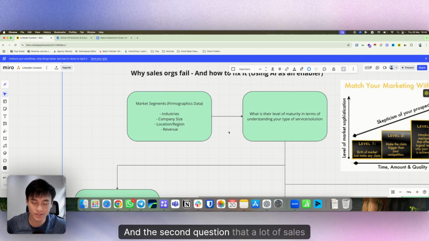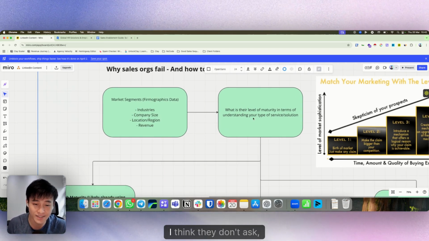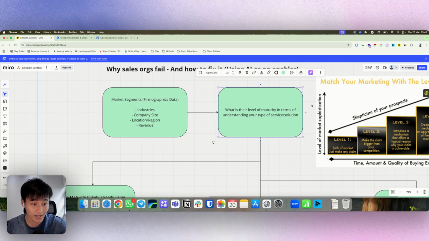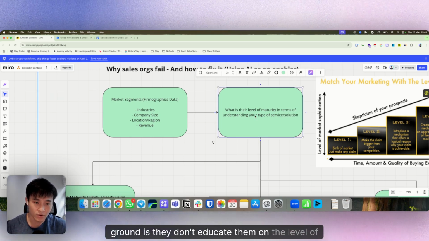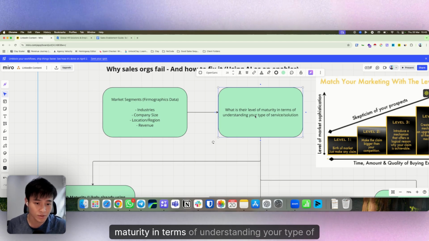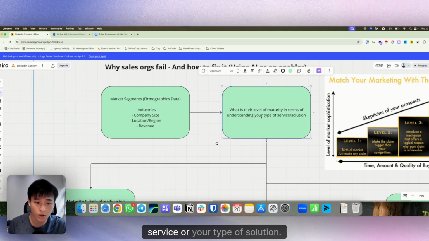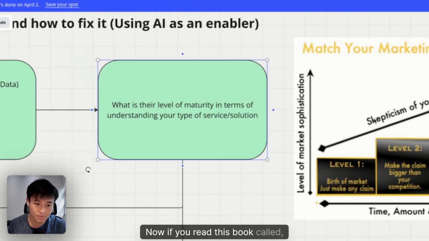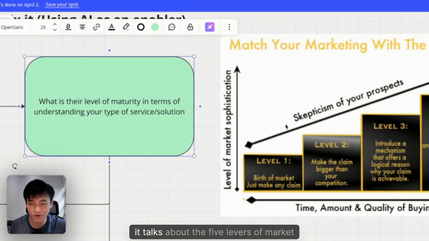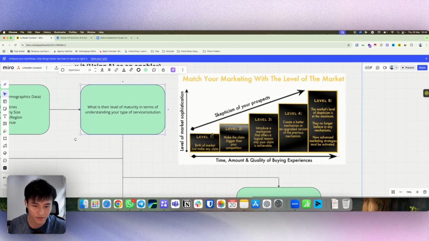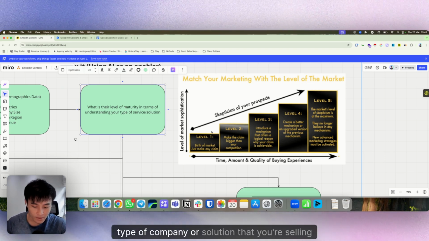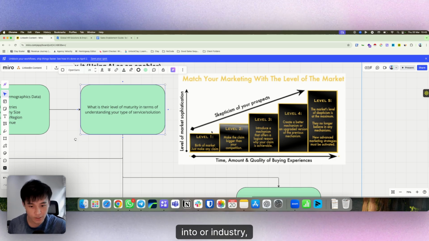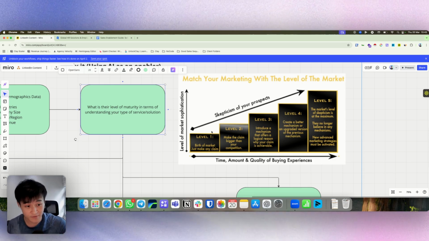And the second question that a lot of sales organizations, I think they don't ask, or rather maybe they ask, but they don't educate their sales reps on the ground, is the level of maturity in terms of understanding your type of service or your type of solution. Now, if you read this book called From Using Straws, it talks about the 5 levels of market sophistication. It basically highlights to you that for every type of company or solution that you're selling into or industry, there's always 5 levels of market sophistication.